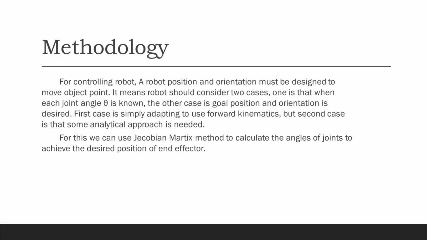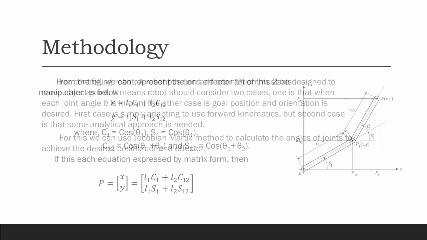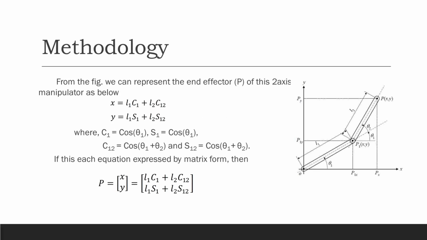Thank you, Tejas. So, in this method, we are considering a case where we know the initial and desired position of an end effector, and we will use the Jacobian matrix to find the changes required in initial values to achieve the final positions. As in the figure, we can represent the position and orientation of end effector P in terms of angles of joints. Here, we are only considering the position of the end effector of a two-axis robot.